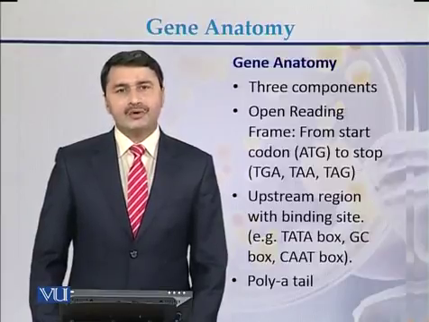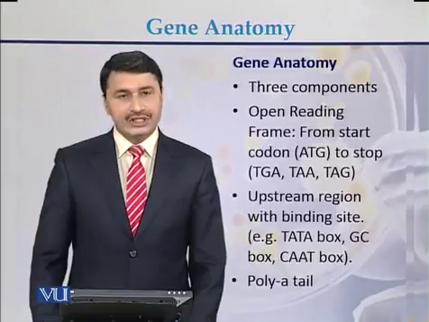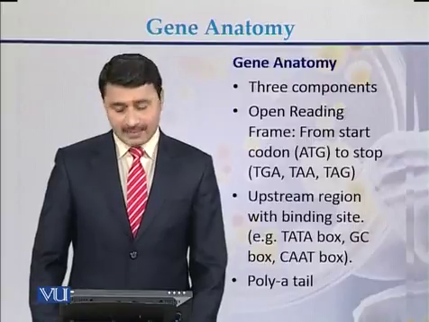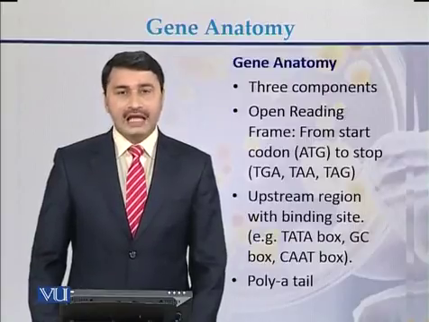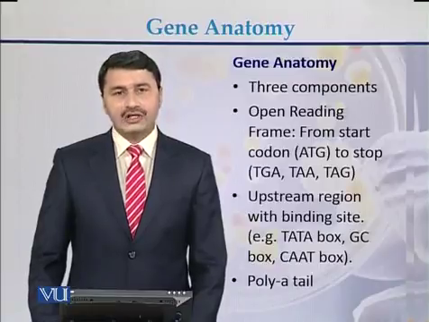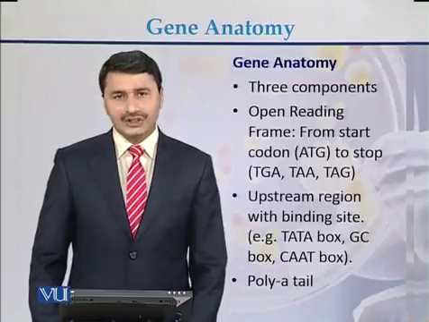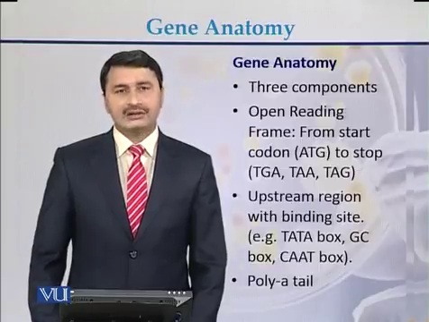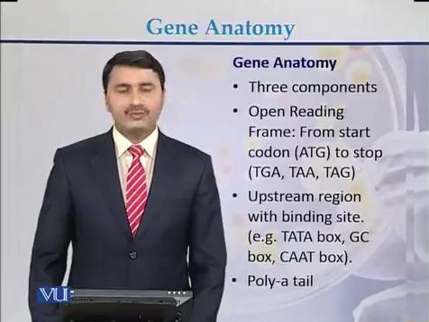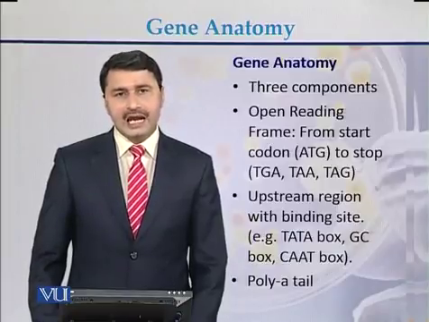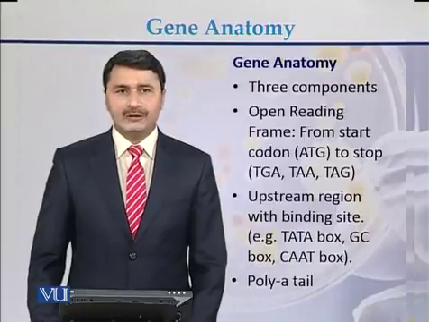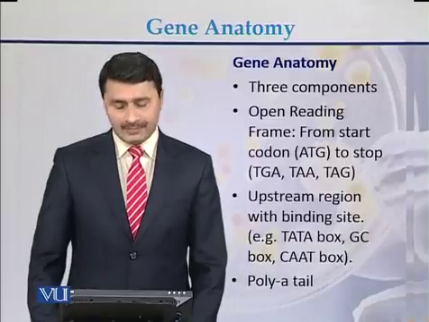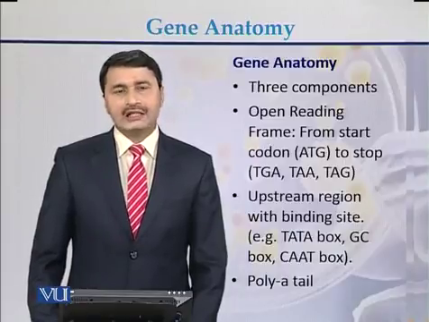The second main component of the gene is the upstream region with binding sites. In other words, the TATA box, GC box, and CAT box, which are present towards the upstream region of the gene. This is the second main component. And the third main component of the gene is the poly A tail, which is present at the 3' end of the gene. So these are the three main components of the gene: open reading frame, upstream sequences, and the poly A tail.